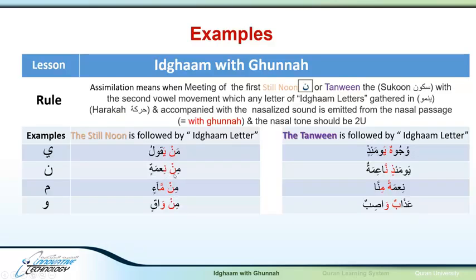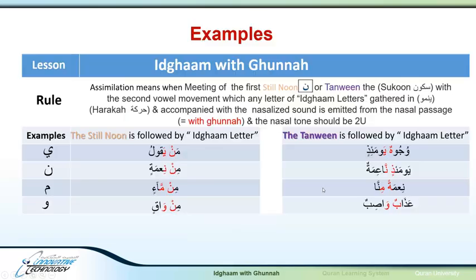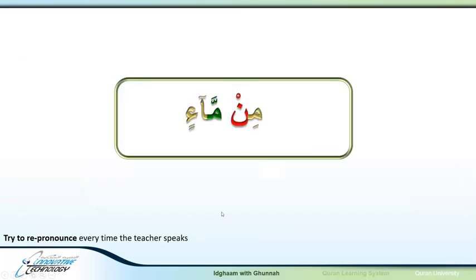Second example is a noon sakina with a noon. Min ni'matin. Min, noon sakina followed by another noon but with haraka, with kasra here. So it will be combined, merged together. Min ni'matin, pronounced as min ni'matin. Third example, min ma. The mim is the idgham letter. So nun sakina with a mim with haraka, with a fatha, combined, merged together. Min ma, pronounced as min ma.